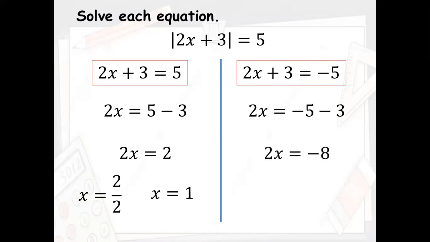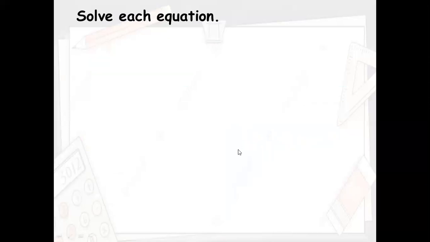So 2x equals negative 8. Negative 5 minus 3 will give you a negative 8. You have still not finished it because you need to solve for x. X is going to be equal to negative 8 divided by 2. So x is equal to negative 4. You will learn better when you start practicing.